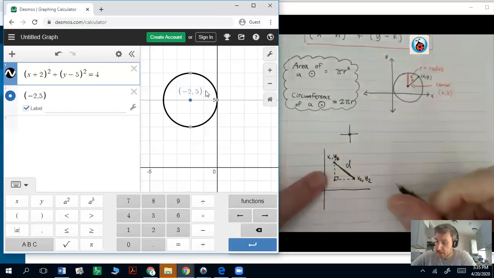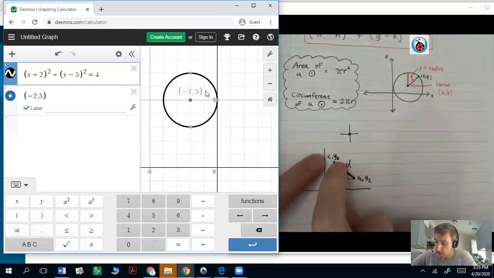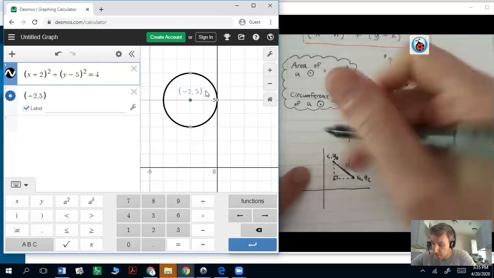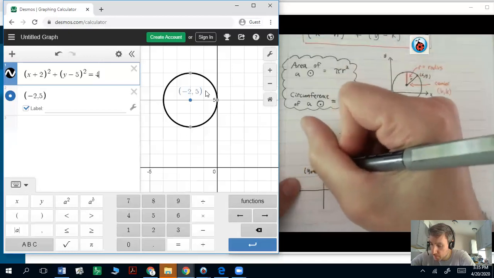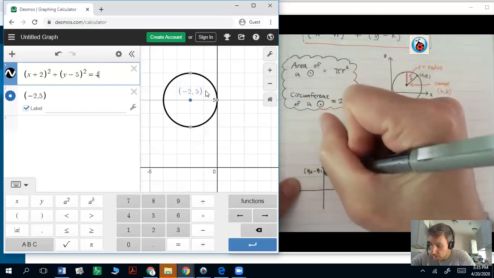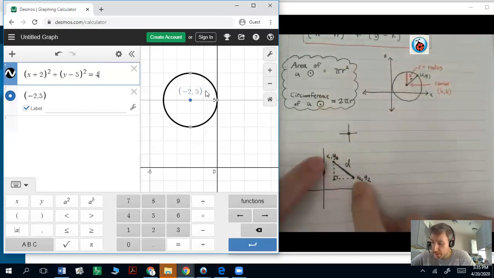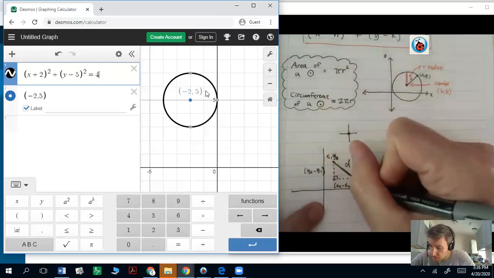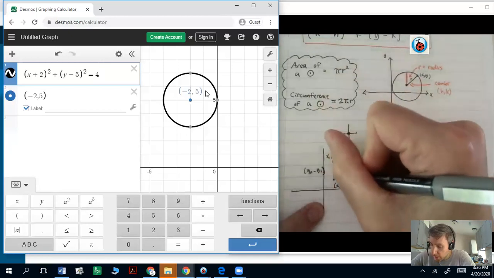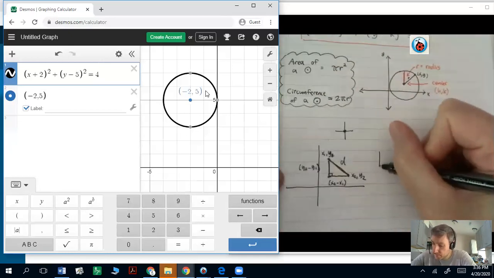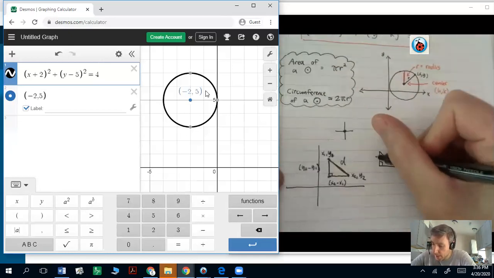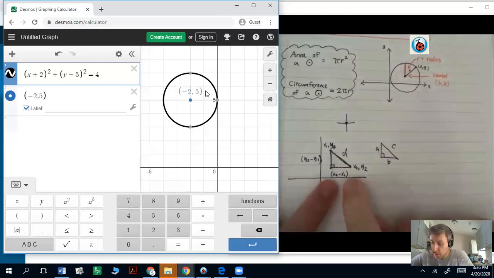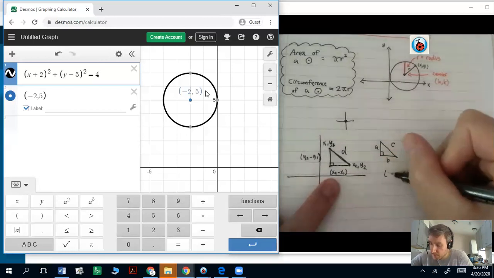Well, to get that distance, I would have to know the vertical difference, which is the difference between your y values. So that would be y2 minus y1. And the horizontal distance would be the difference between your x values. And in the Pythagorean theorem, we know a squared plus b squared is equal to c squared. So the distance formula comes from the Pythagorean theorem.